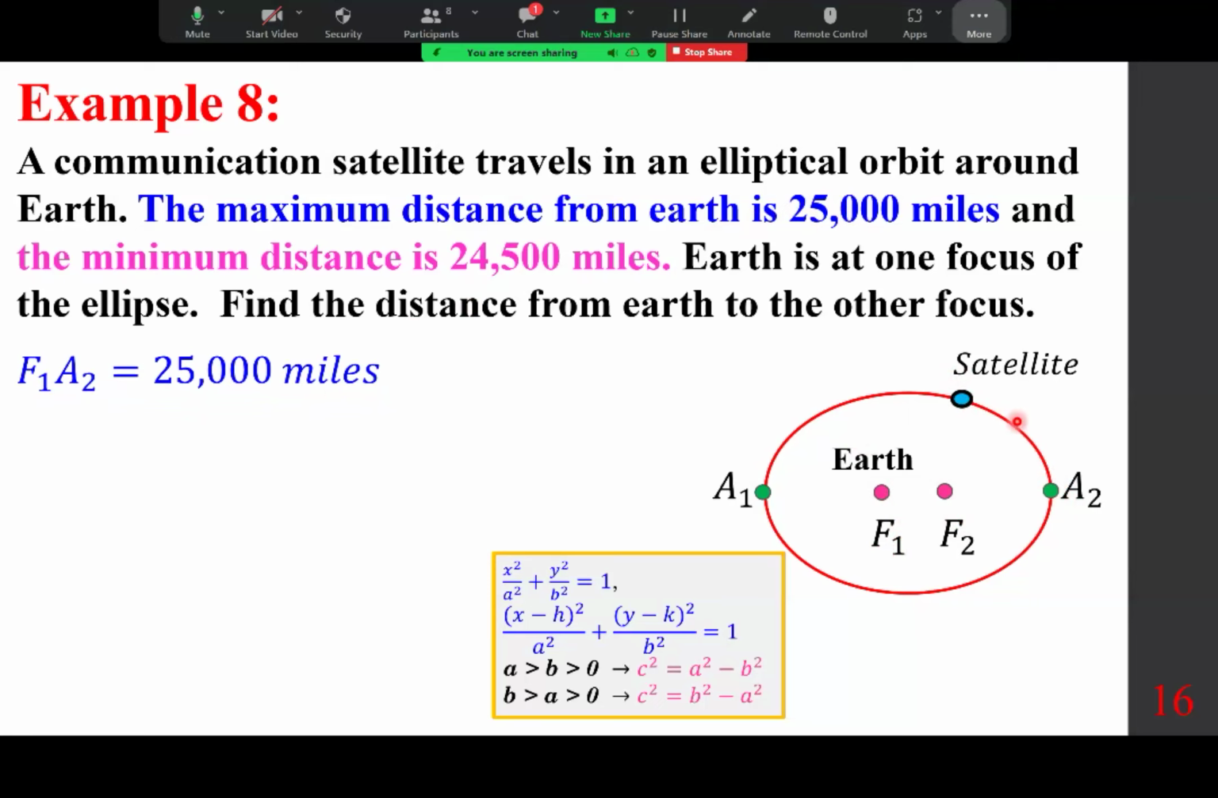As it moves, the closest distance is when it's at A1. By the way, this is not to scale. This distance is the minimum distance of 24,500. So F1 A1 is the minimum distance of 24,500.